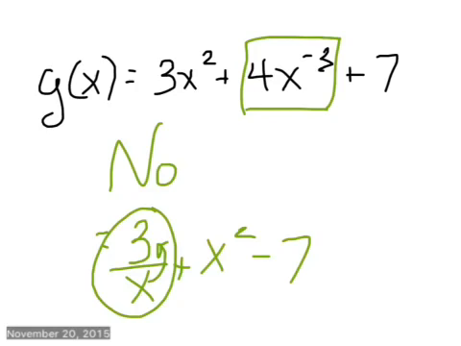Another one that shows up sometimes is when they put 2 to the x like that. That's not a polynomial. When they have the x as an exponent, that's not a polynomial. That's exponential. That's something different. We'll get to that later on in this year. Okay?